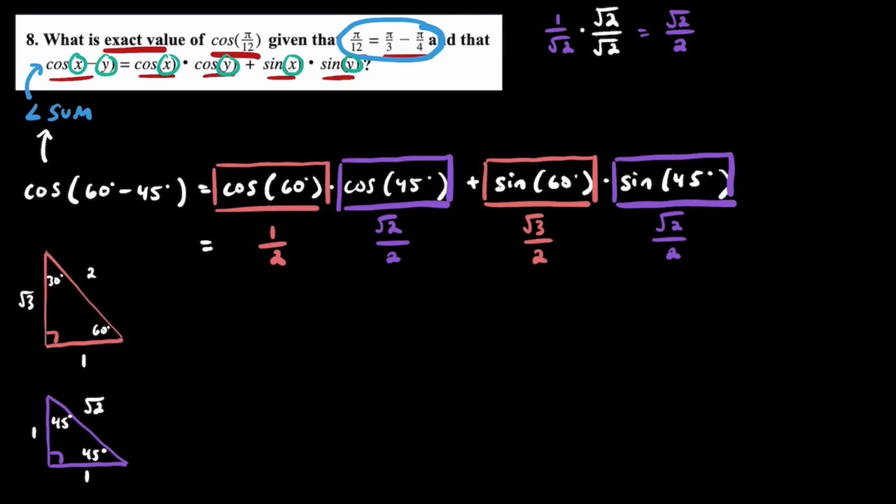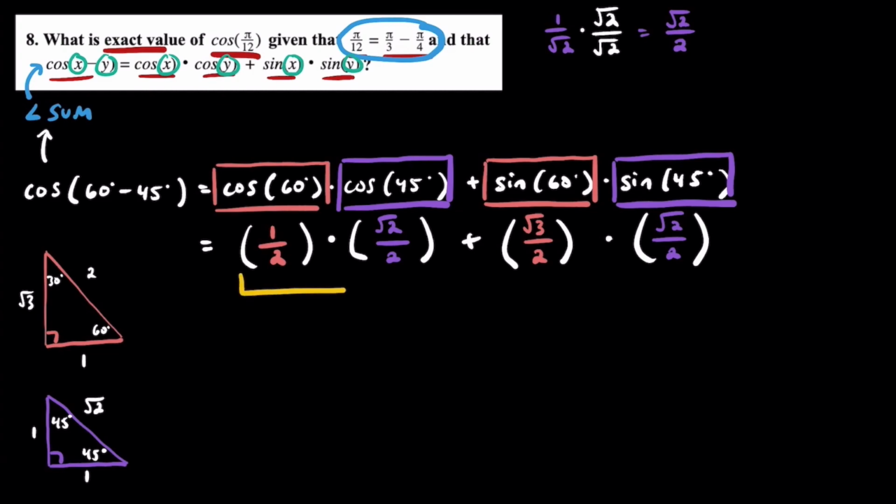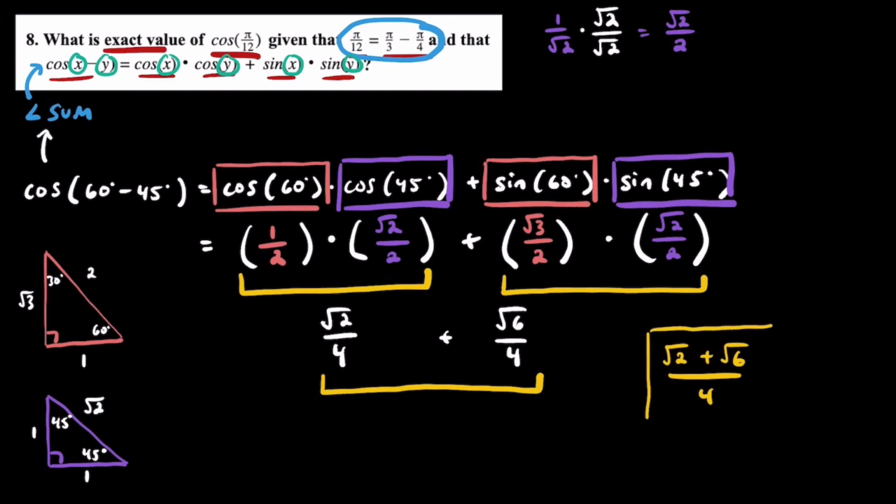So now that we don't have any trig functions, this is going to be a little bit easier to work with. We're multiplying these two fractions together, and we're adding the product of these two fractions over here. Multiplying this 1/2 by root 2 over 2, that's just going to get us a root 2 over 4. And multiplying this root 3 over 2 by this root 2 over 2, that's going to give us the square root of 6 over 4. This right here is what cosine of pi over 12, or cosine of 15 degrees, is equal to.